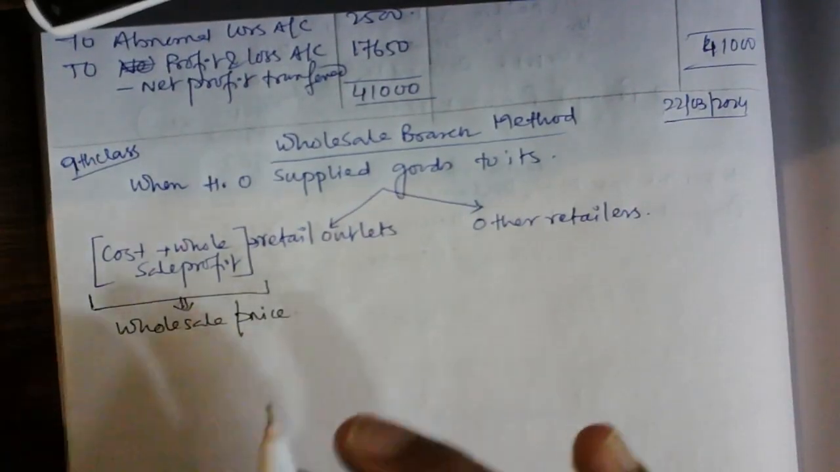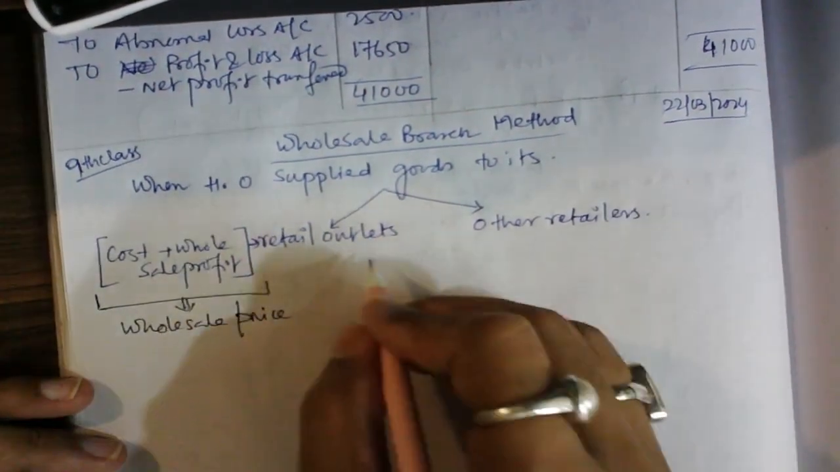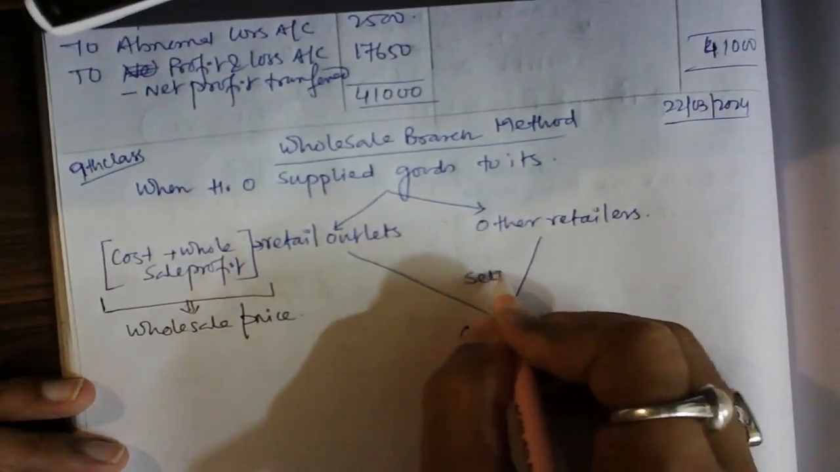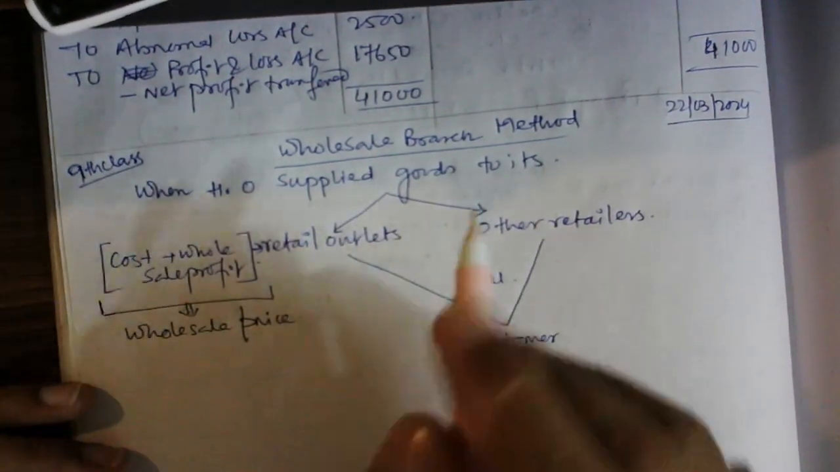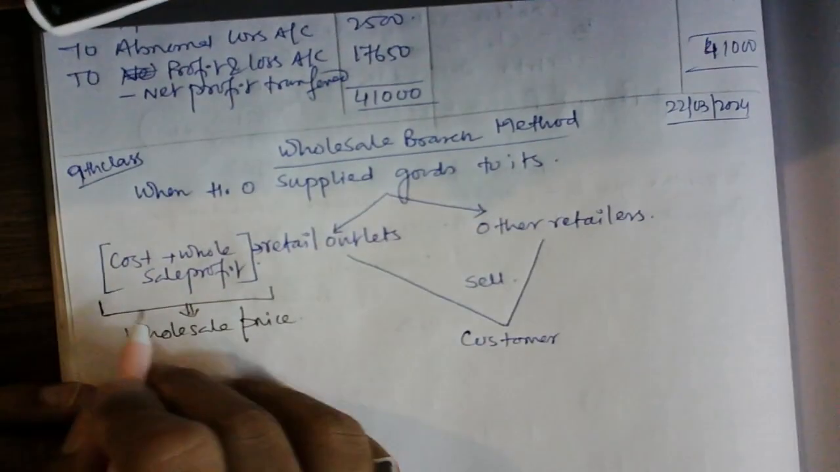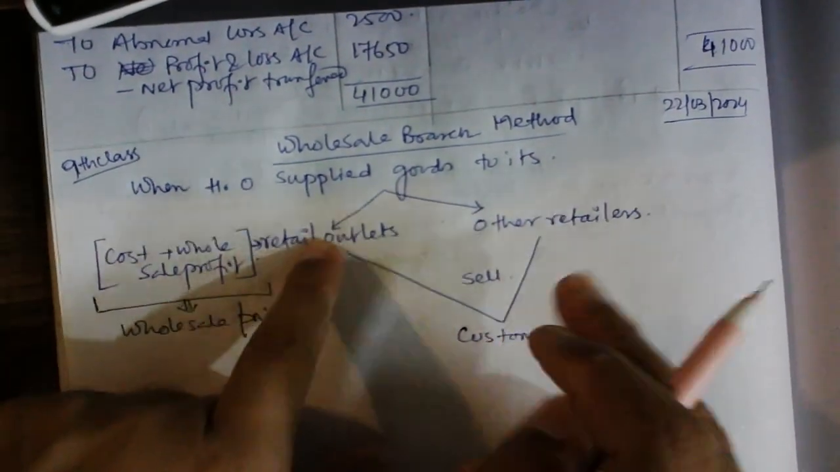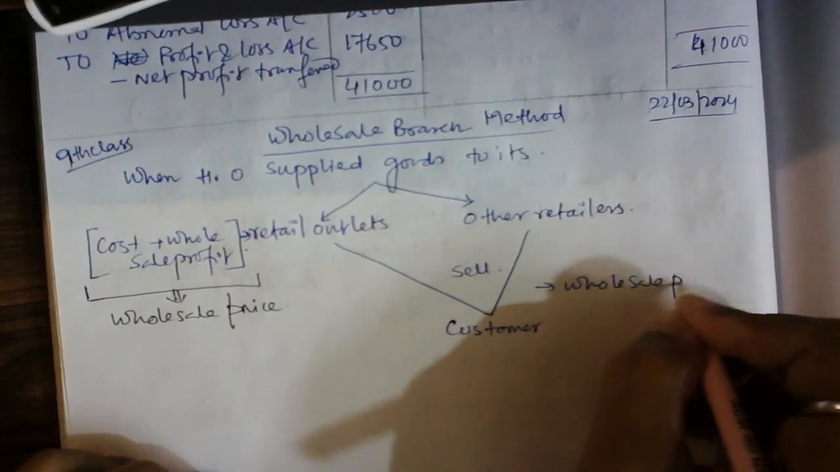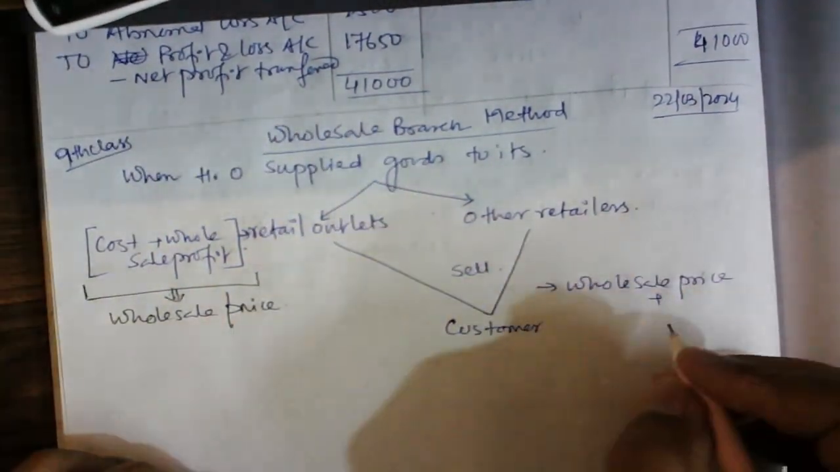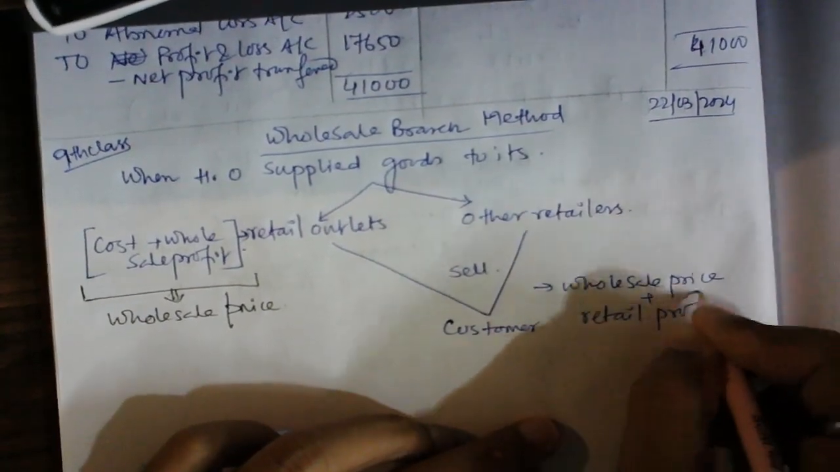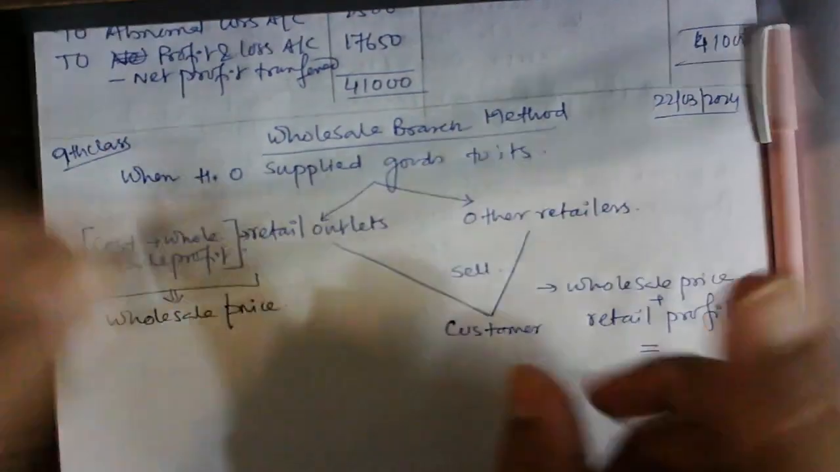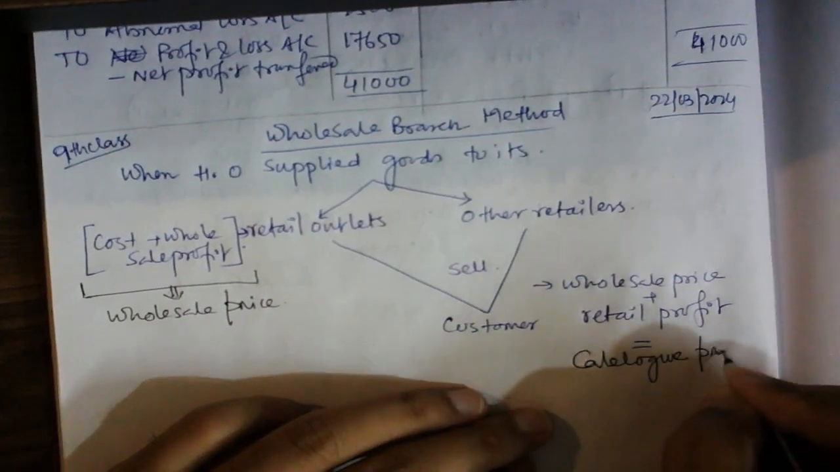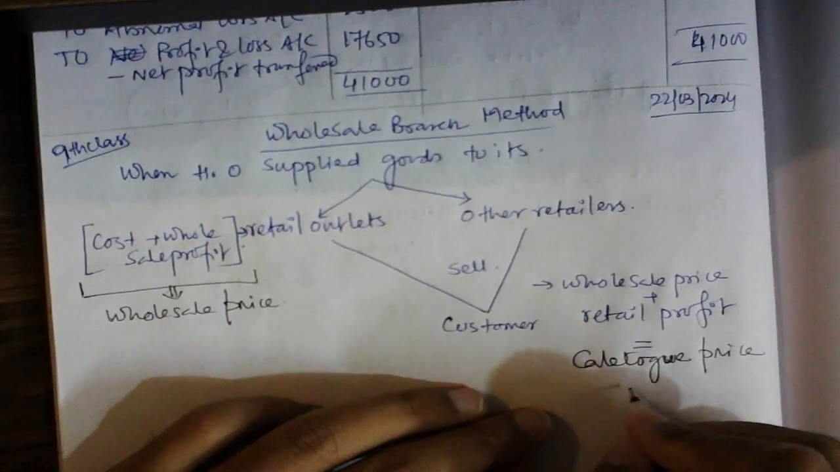Now, when these retail outlets and the other retailers sell to their customers, first HO supplies goods to them at the wholesale price. When they sell their goods to their customers, they charge the wholesale price plus retail profit, and that is known as the catalog price or list price, or retail price.